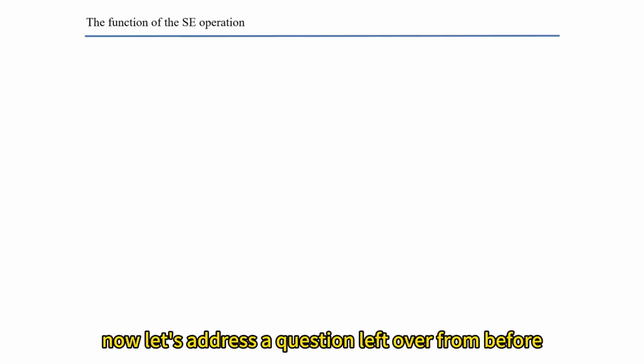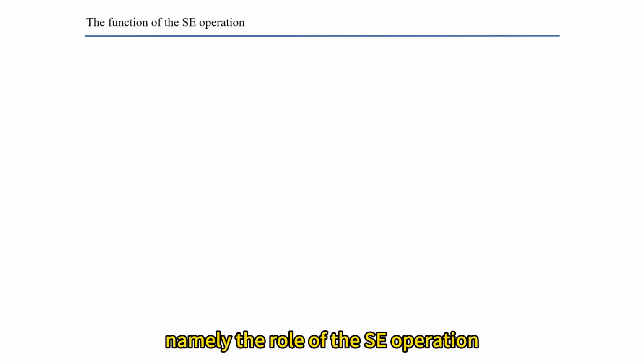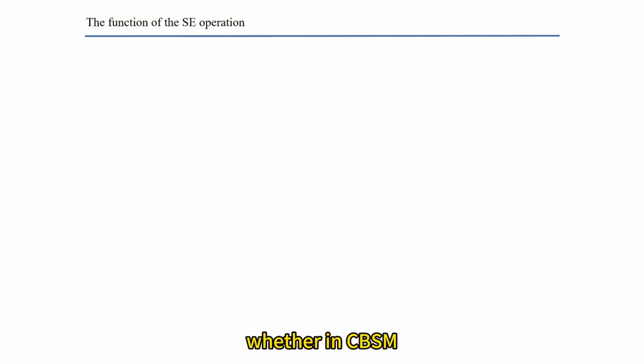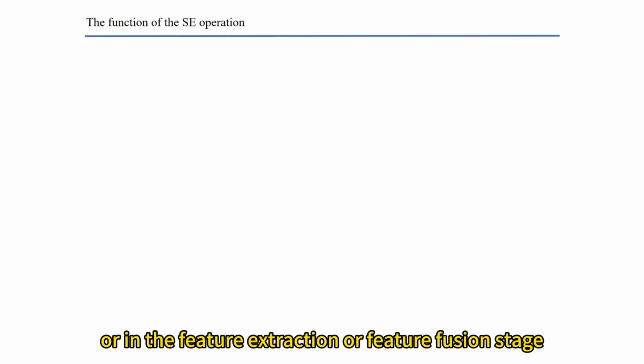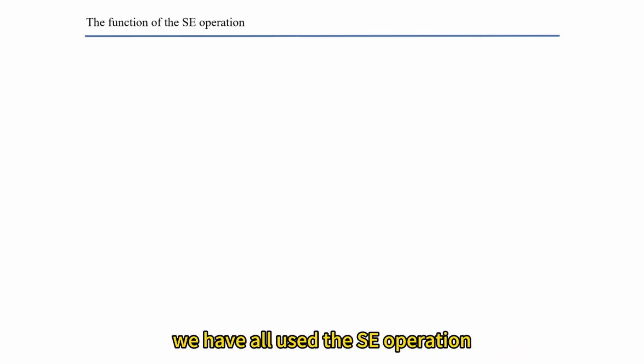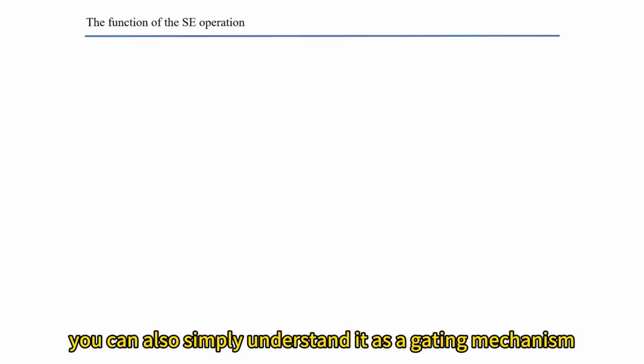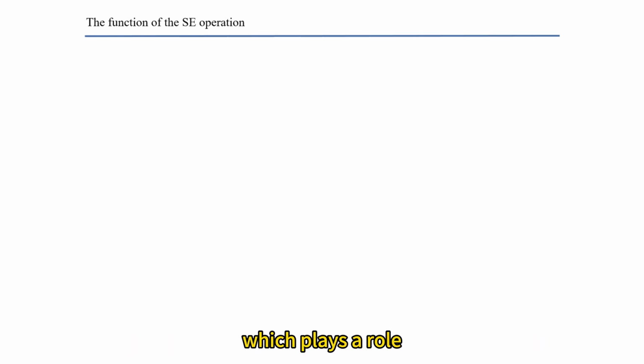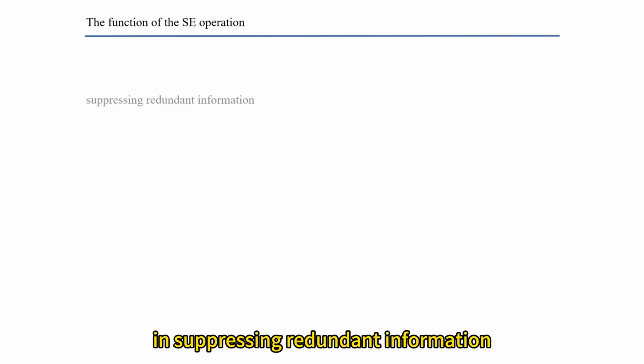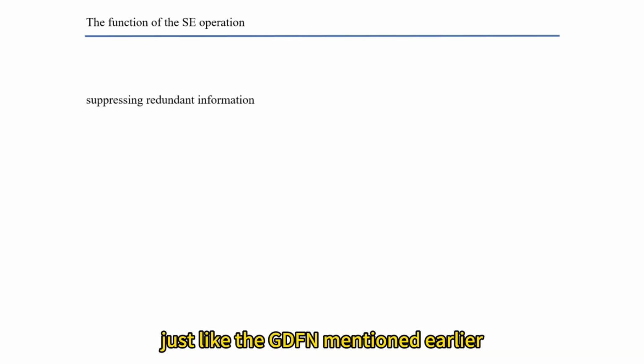Now let's address a question left over from before, namely, the role of the SE operation. You can see that, whether in CB Sim or in the feature extraction or feature fusion stage, we have all used the SE operation. You can also simply understand it as a gating mechanism, which plays a role in suppressing redundant information, just like the GDFN mentioned earlier.